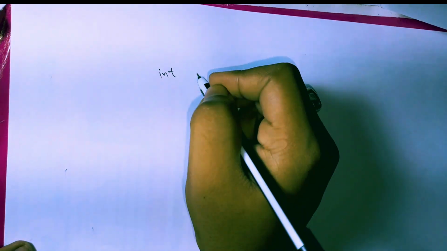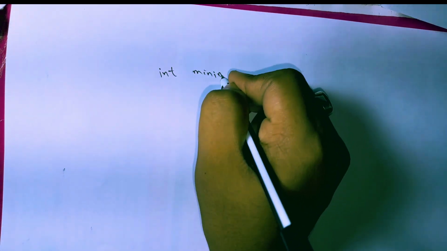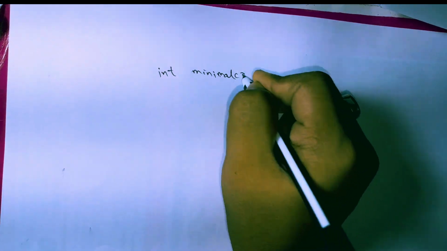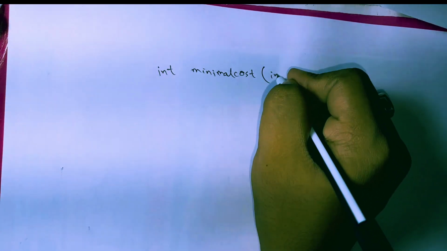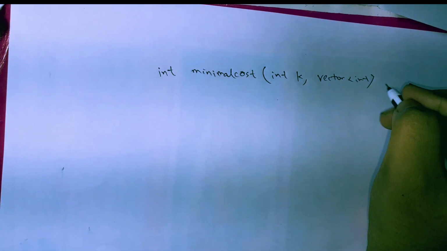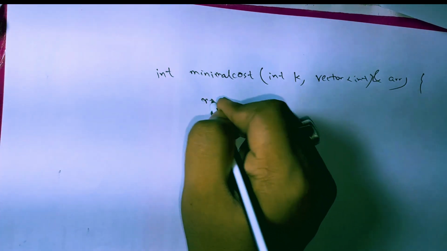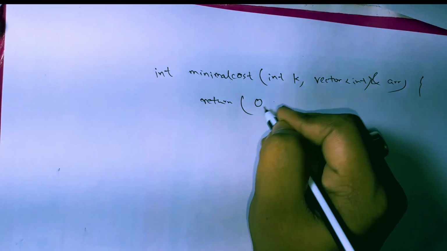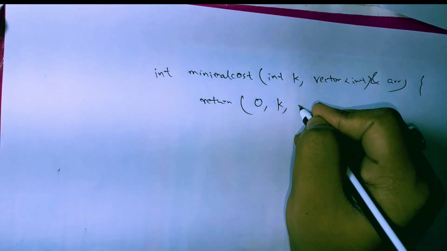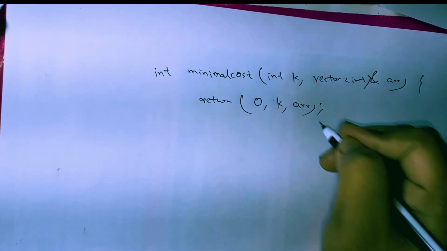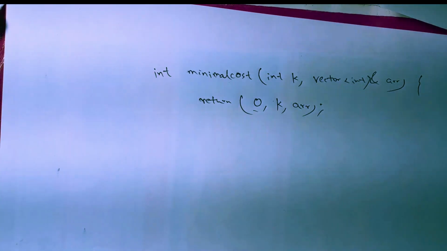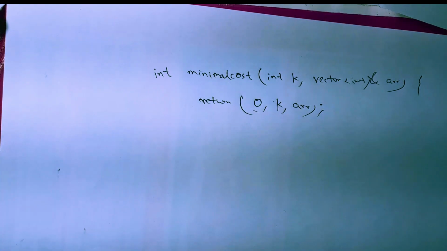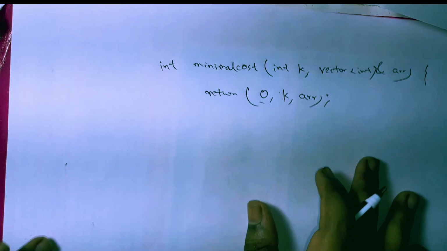My function is int minimal cost, where int k is given in the function, and a vector of int array. What I will return is the recursion call with 0, k, array. These parameters I have passed. I will tell you why these parameters. First I will talk about how recursion will work, then I will talk about the base condition.